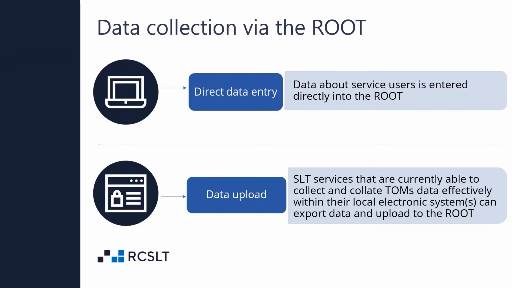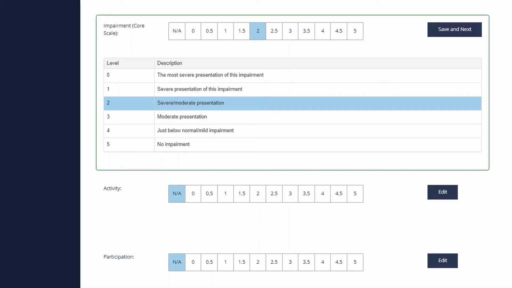Users of the tool can input TOMS data for service users directly into the ROOT or upload data that has been extracted from databases within local electronic systems. With the direct data entry method, each speech and language therapist has a login to the ROOT. Outcomes data for each service user is entered into the tool in real time or retrospectively. The ROOT contains all of the published TOMS scales. Here is a screenshot to show you what it looks like.